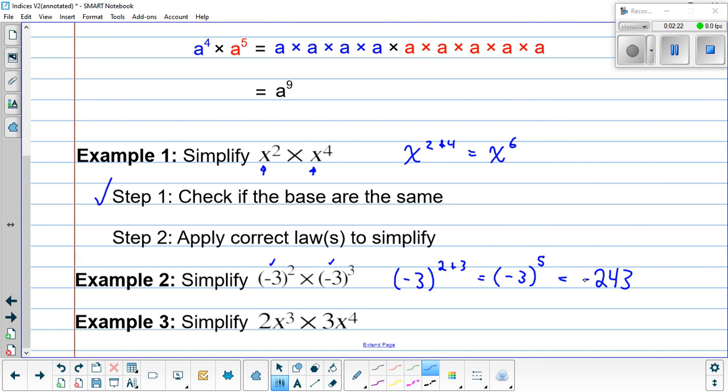Then simplify this one. What happens when we have a mixture of numbers and letters? Let's just write this out. We have 2 times 3, and we can move them around when it's multiplying, right? And then times x to the 3 times x to the 4. So here, 2 times 3 is 6. And then for x, we have 3 plus 4, which is 7.